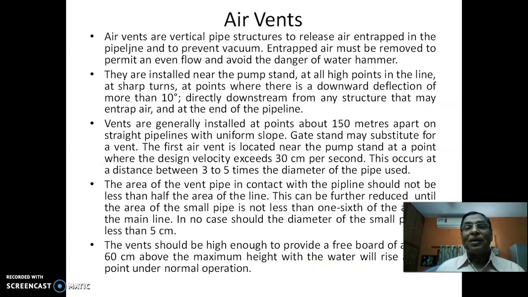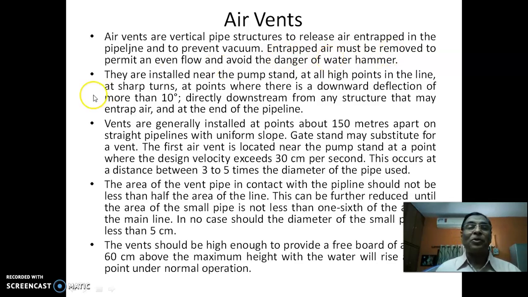Okay. Then air vents. We have a separate slide exclusively for this, text matter, because there are certain points to be remembered. First of all, what are air vents? Air vents are vertical pipe structures to release air entrapped in the pipeline. There is a spelling mistake here, in pipeline. They also prevent vacuum. Normally, even in your house when water is supplied, air vents are seen with a small pipe rising from the connections, right? Particularly on the roof of your house.